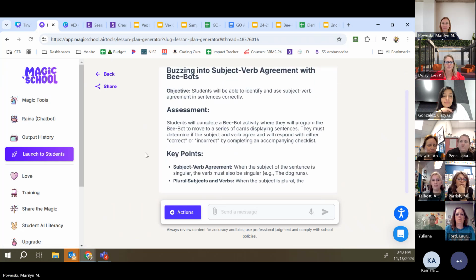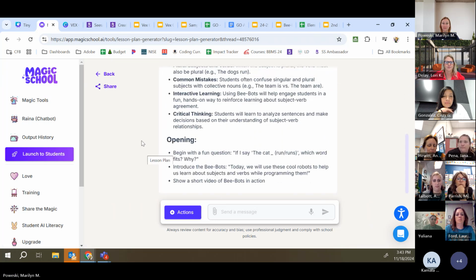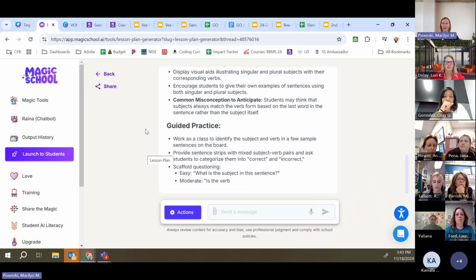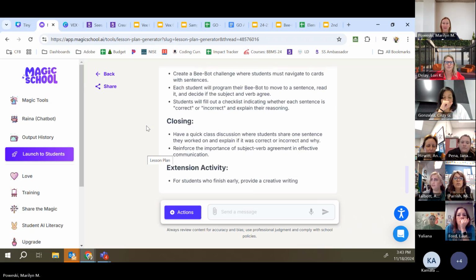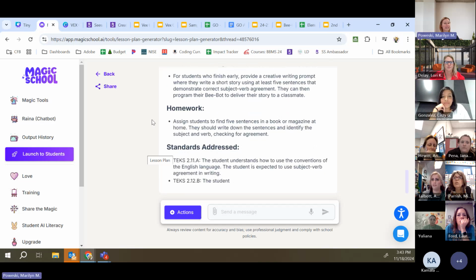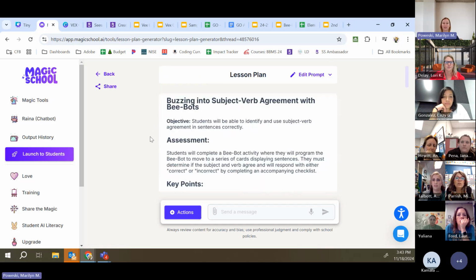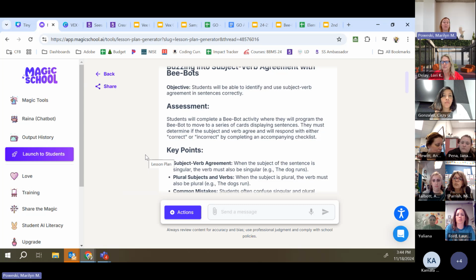It's thinking. Ooh, okay. It pulls out all the things. Extension activities, homework. Yes, I love it. Okay, so students will complete a BBOT activity. They program the BBOT to move to a series of cards displaying different sentences, and they determine if it is correct or incorrect. Okay, so in my mind, that's making me think that I have a variety of sentences that are correct and a variety of sentences that are incorrect.